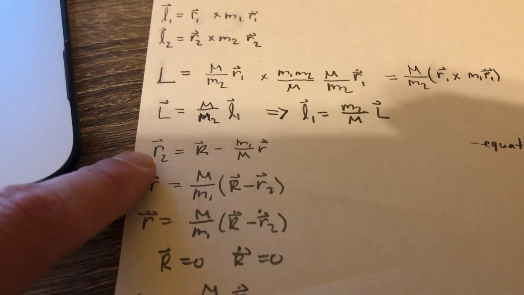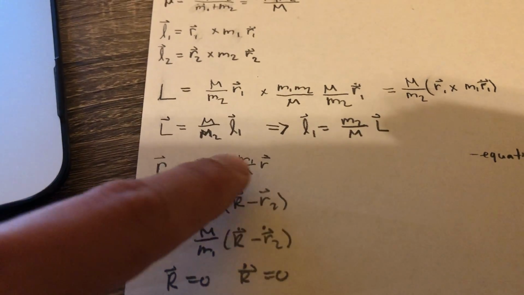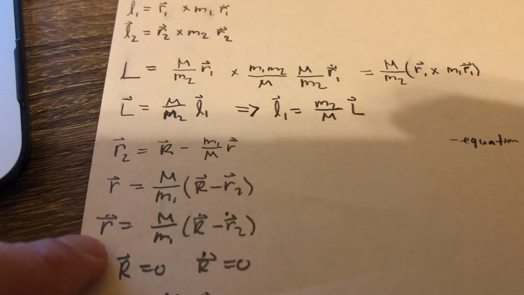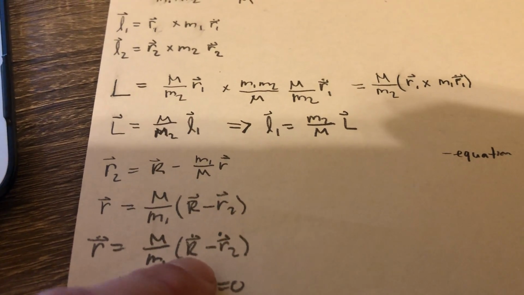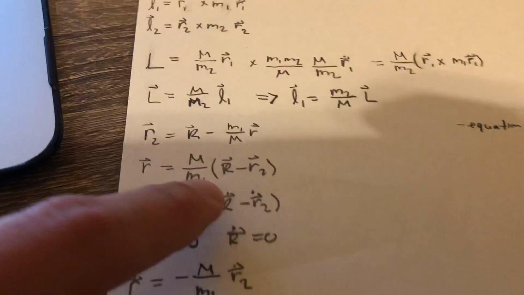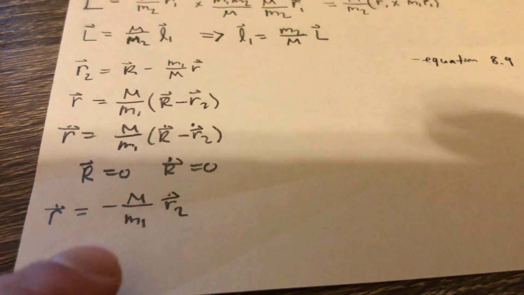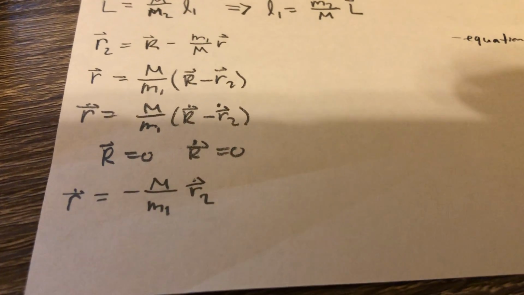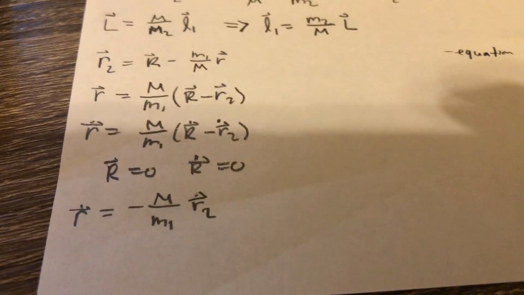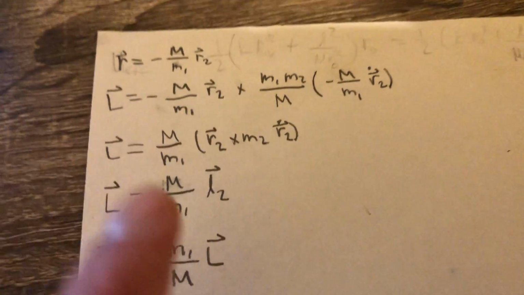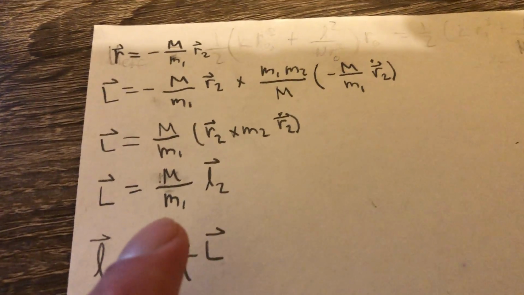And for particle 2, we can get this from equation 8.9 as well. So then we have to solve for r. We have to take the derivative, and that would just be R dot minus r2 dot. This is the only difference, it's a negative sign. And then in the center of mass frame, big R is equal to 0 and R dot is equal to 0. And then we get that r dot is equal to negative M over m1 r2 dot, and r is equal to negative M over m1 r2.